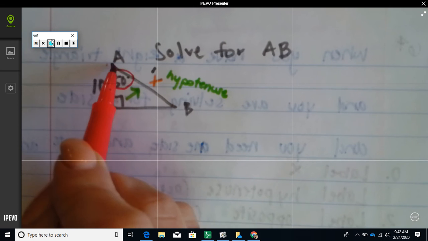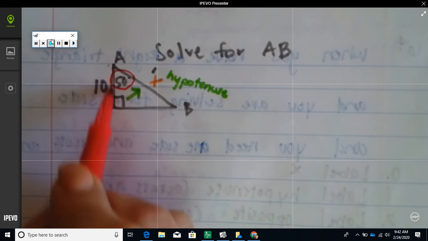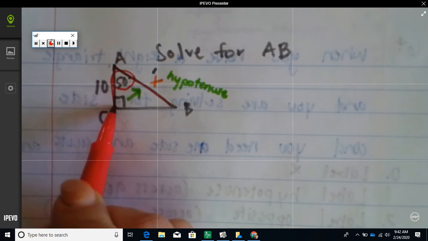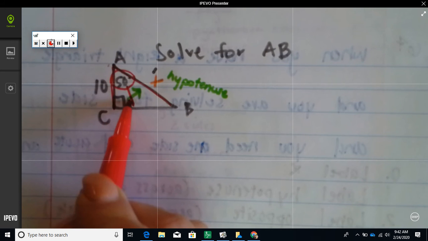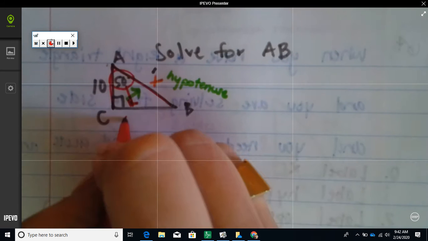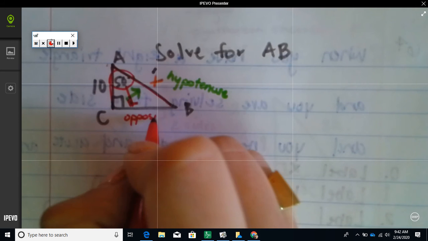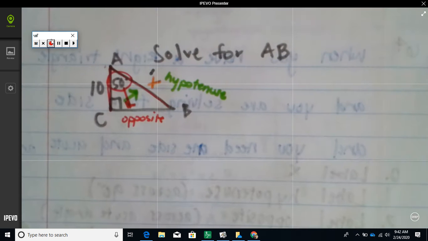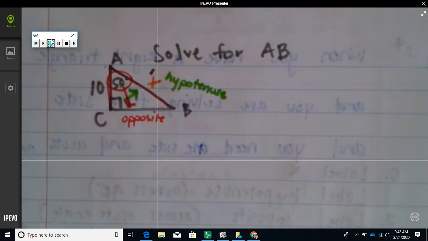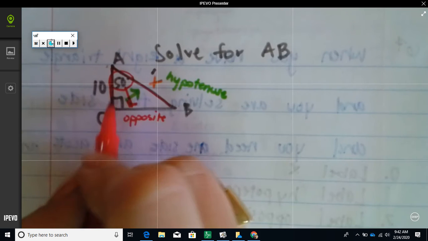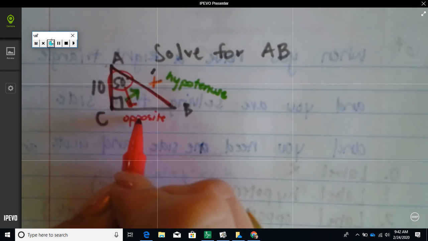It's not going to be this one. This is 50. This is the angle 50. So the one across from it is this. The one opposite from it is this. So I write the word opposite here. Does everyone see how I got the opposite? It's across from it. This is the angle 50. The only one across from 50 is this side.